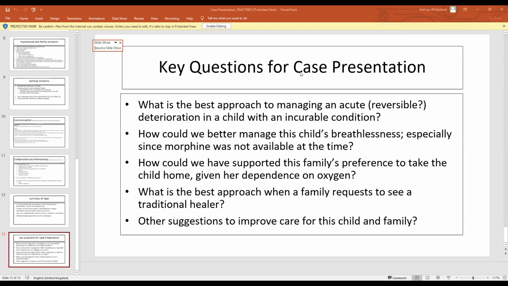So the next question you have is how could we have supported this family's preference to take the child home, given her dependence on oxygen? Do you want to say anything more about that as a team, about what your dilemma was?